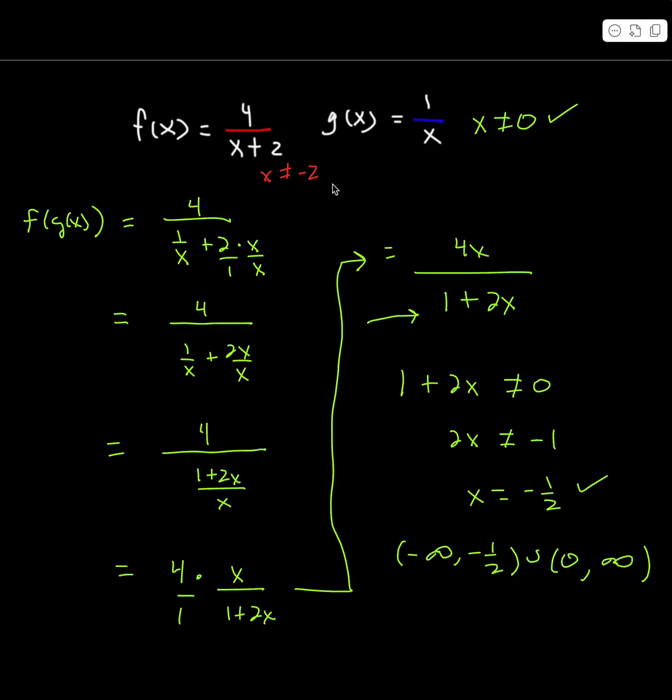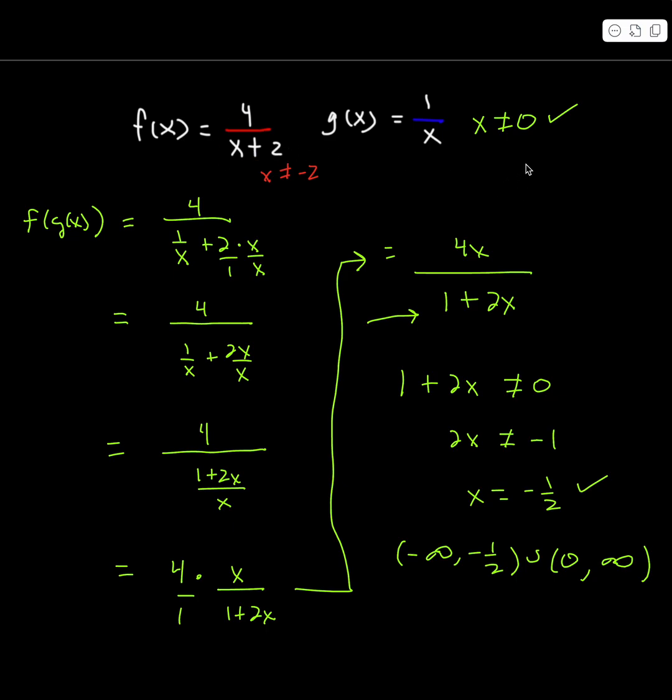What you can do to find all the pieces of the domain without finding the composite function is find out for what value of x in g of x will you get negative 2? In other words, will you get the restriction on the domain of f?